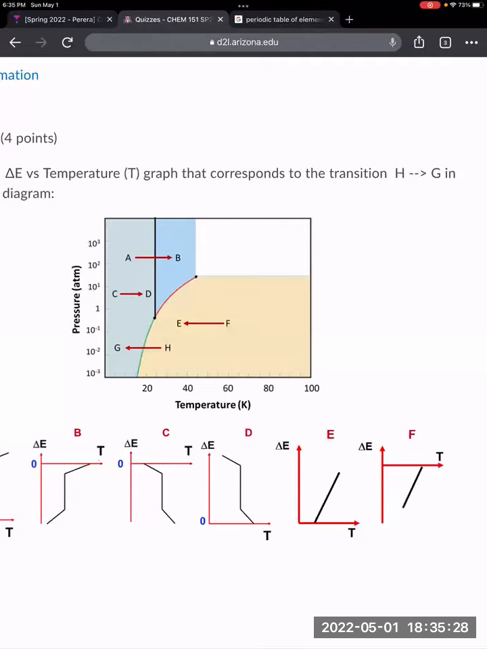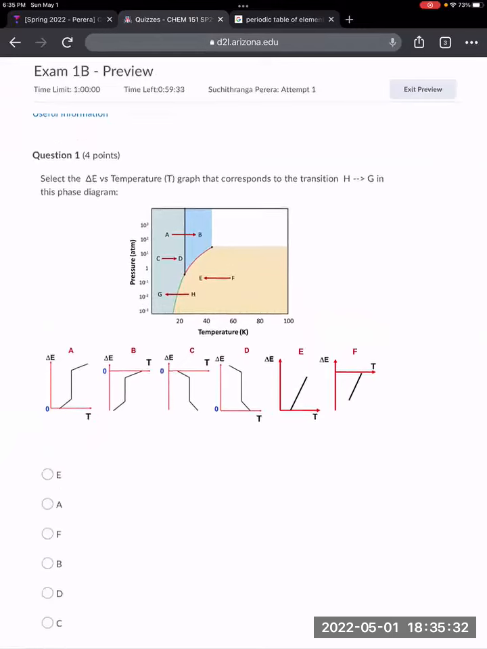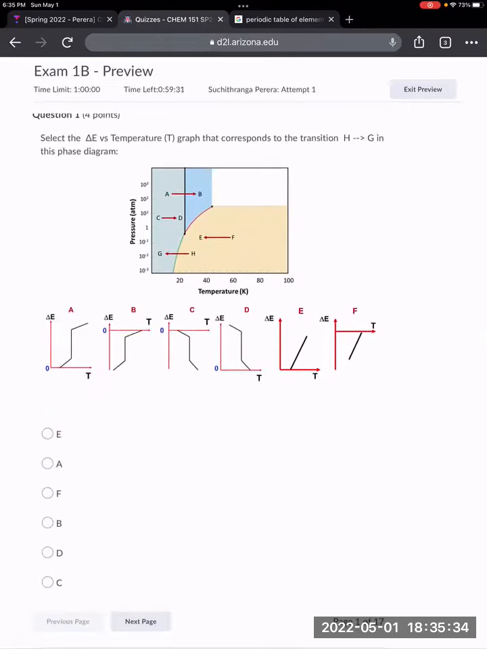All right, everybody, let's go over some questions from unit 1. All right, question number 1. Select the delta E versus temperature graph corresponding to transition H to G. So H to G is this transition over here.